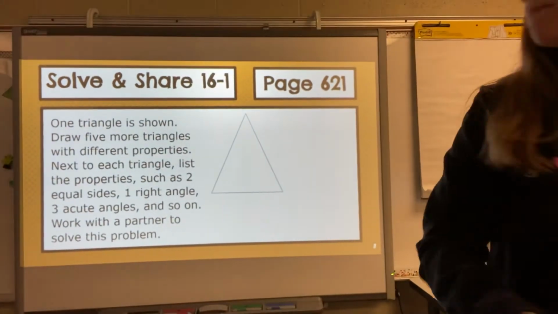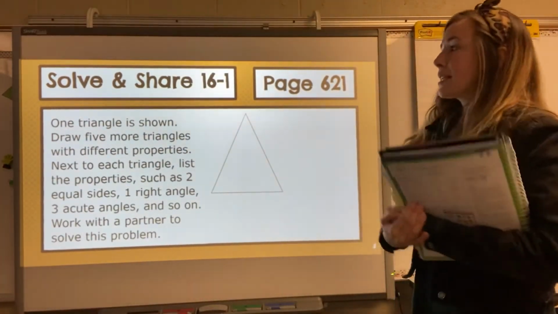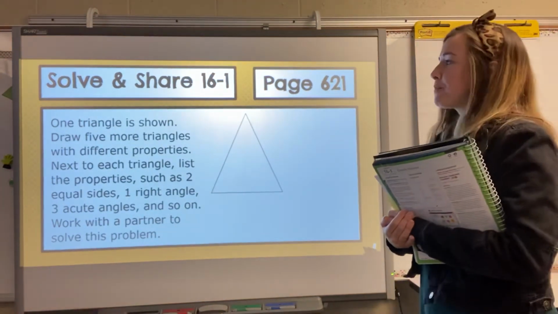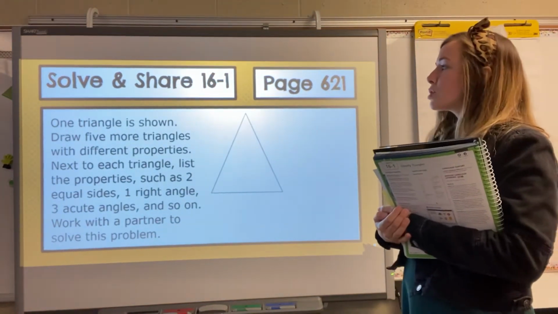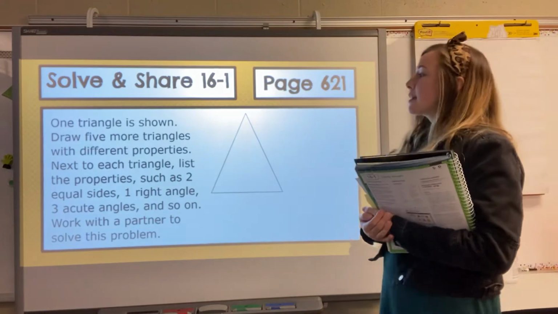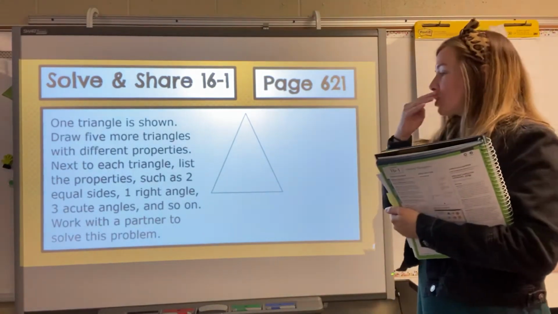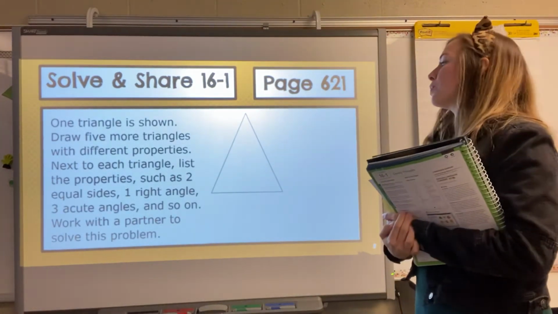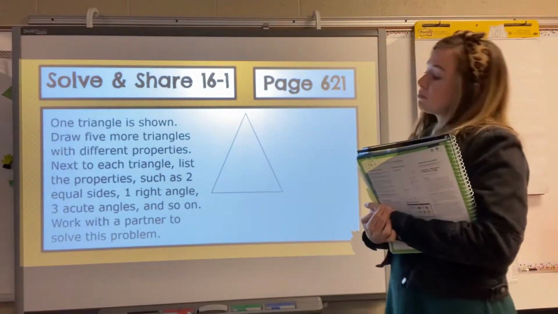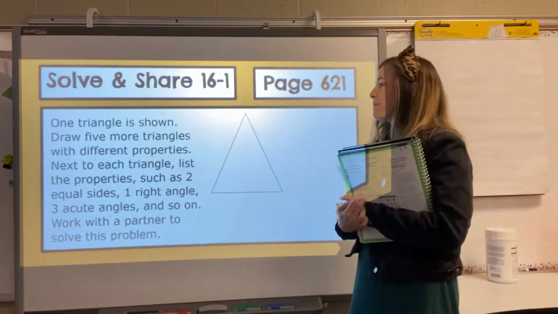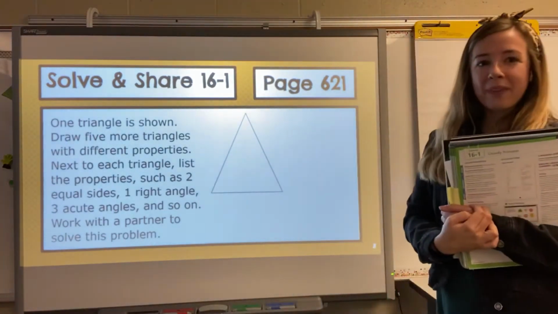Make sure we're good. Let's go ahead and read it together, and then I'm going to have you try on your own. One triangle is shown. Draw 5 more triangles with different properties. Next to each triangle, list the properties such as 2 equal sides, 1 right angle, 3 acute angles, and so on. Work on your own to solve this problem. Okay, go ahead and give it a try.